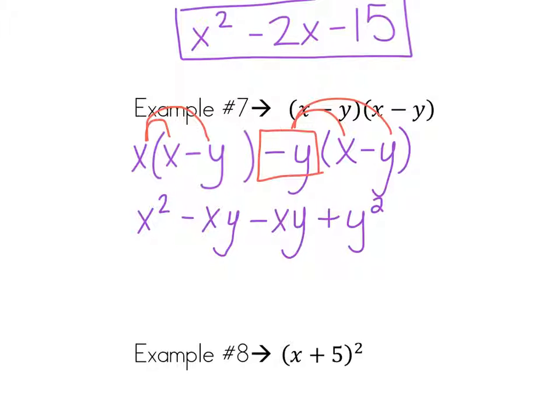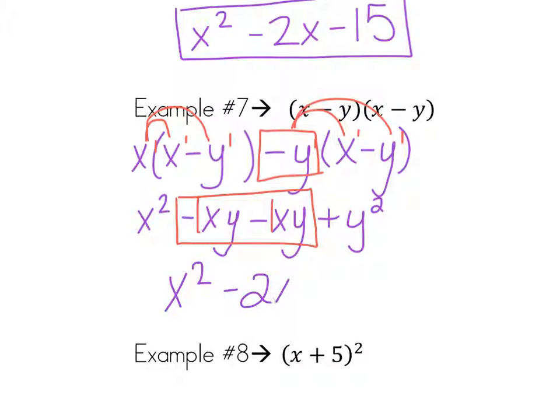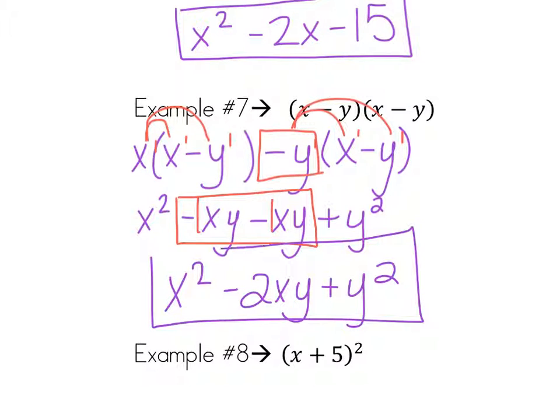And again, I could write in all of my powers of 1 to show why this happened, because 1 plus 1 gives me this 2. Now I'm going to write in those coefficients of 1 because I have 2 like terms. My final answer becomes x squared minus, how many xy's do I have? I have 2 of them. And here's my final answer to 7.